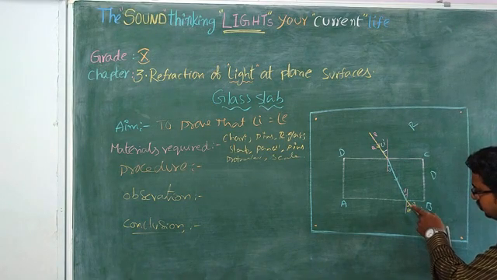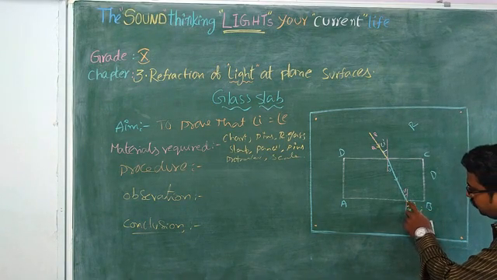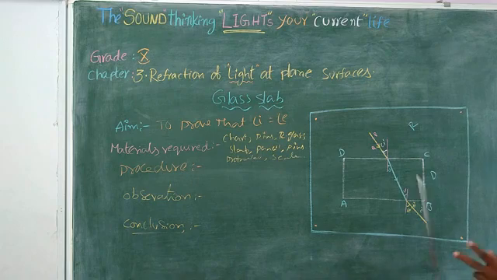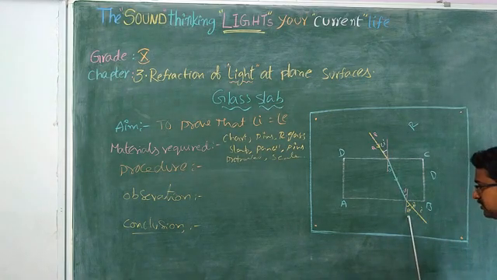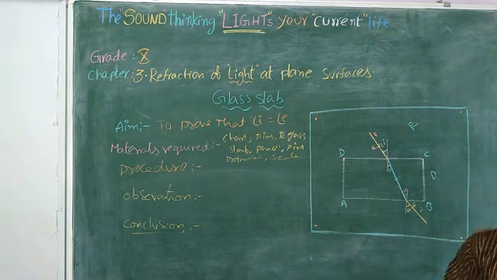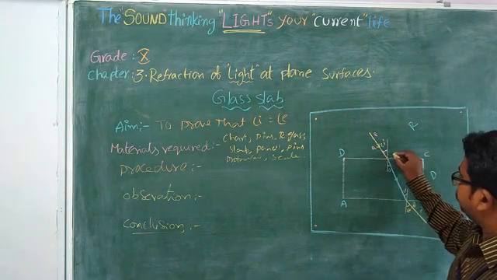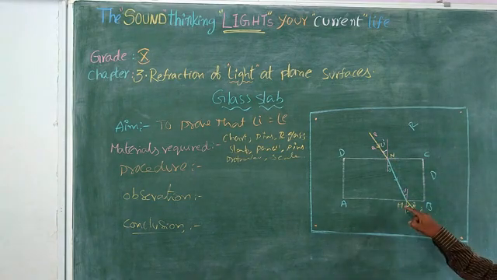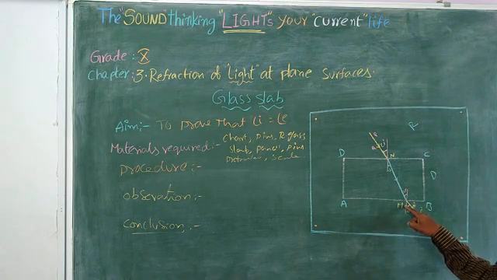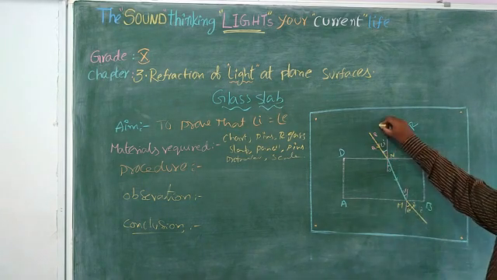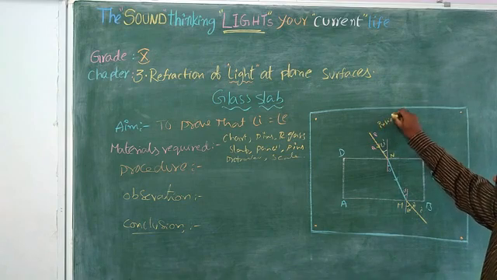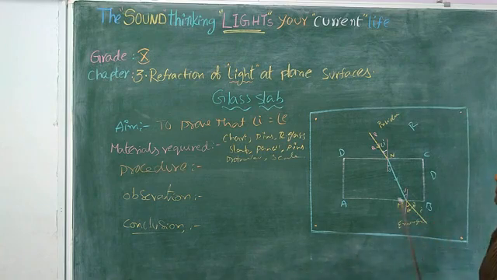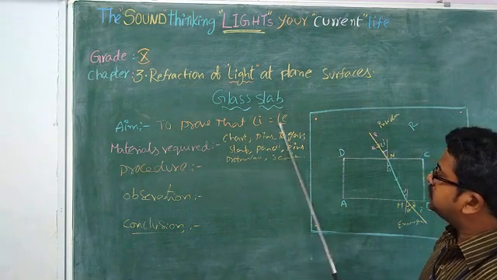If you observe, this angle here is one angle. This angle and this angle are equal. What do we call this angle? Angle of incidence. What do we call this angle? Angle of emergence. You may consider those points also, for example N and M. Now here the angle at M with respect to the normal is equal to this one. So what do we call this one? Angle of incidence. What about this one? Angle of emergence. What is our aim? To prove that the angle of incidence is equal to the angle of emergence.